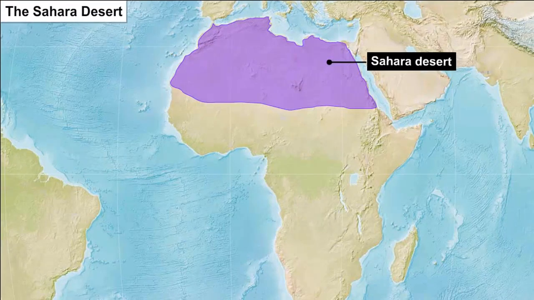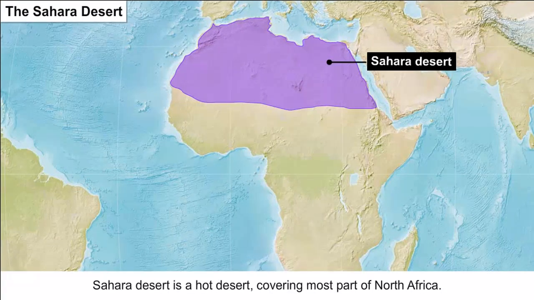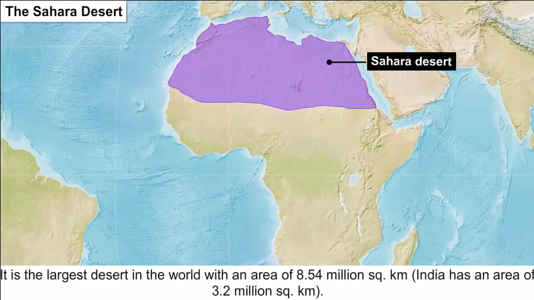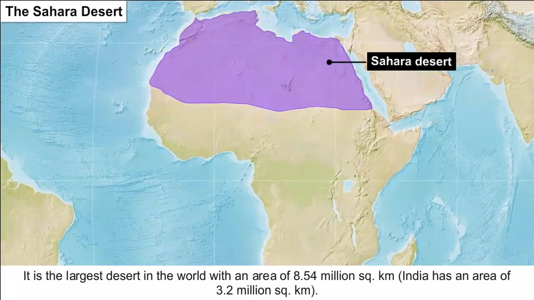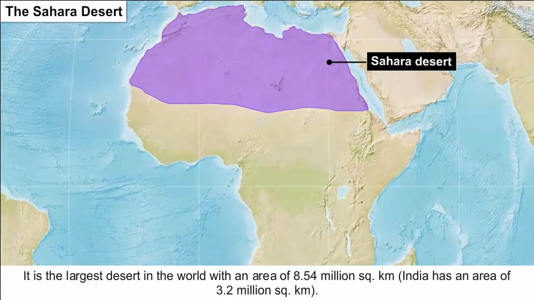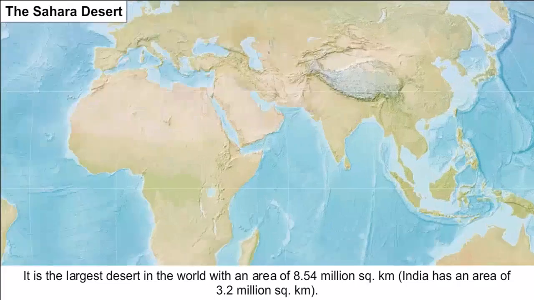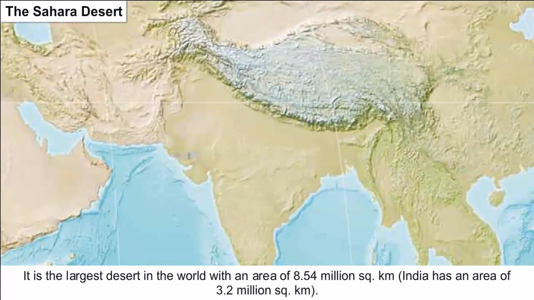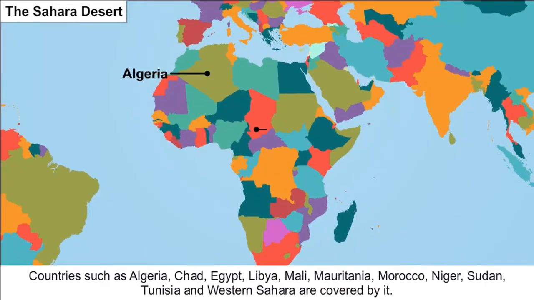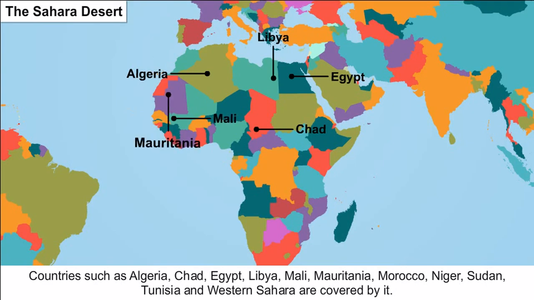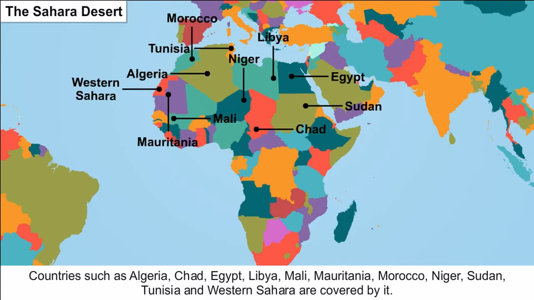The Sahara Desert. Sahara Desert is a hot desert covering most part of North Africa. It is the largest desert in the world with an area of 8.54 million square kilometer. India has an area of 3.2 million square kilometer. Countries such as Algeria, Chad, Egypt, Libya, Mali, Mauritania, Morocco, Niger, Sudan, Tunisia and Western Sahara are covered by it.